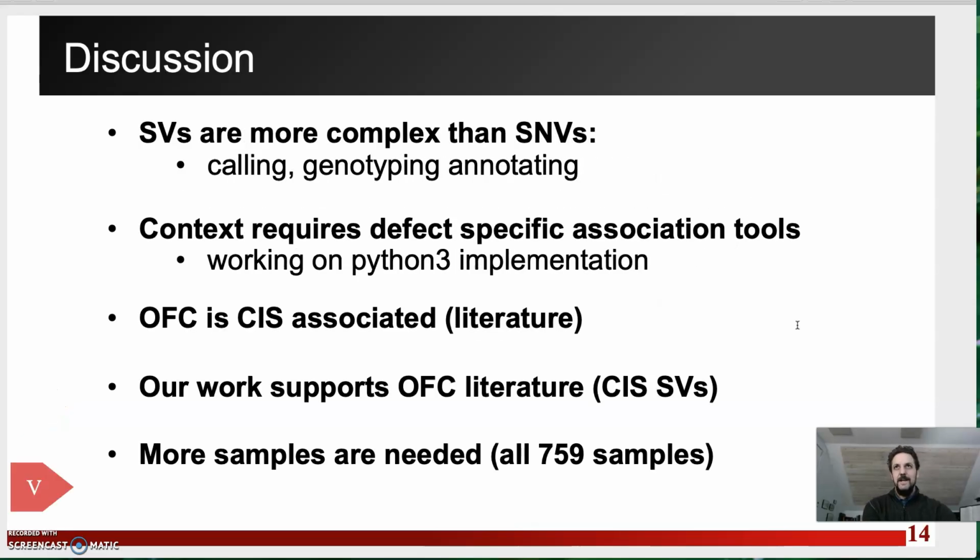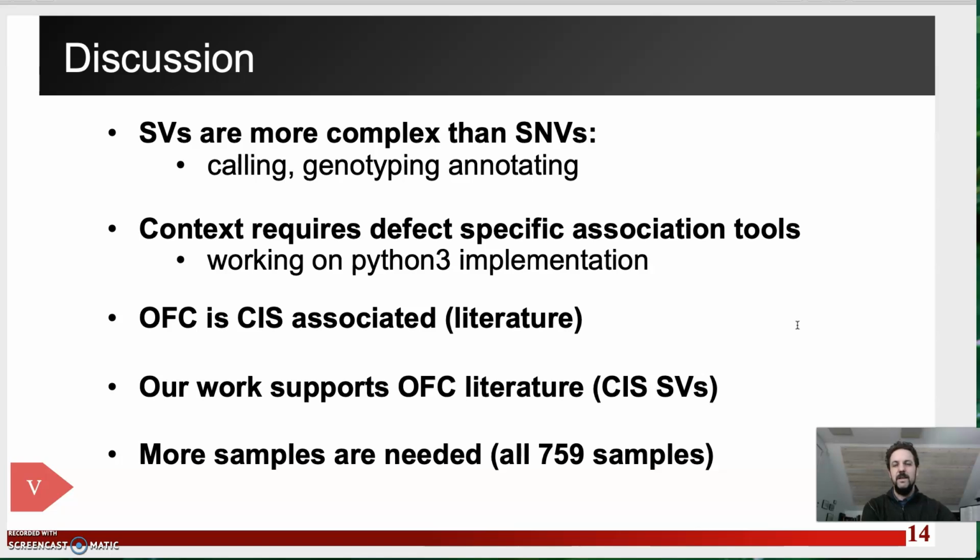So in summary, the SVs are more complex than SNVs in several ways. Calling them is more complex. Genotyping them is more difficult, and finally annotating or figuring out their function is more complex. The context requires defect-specific association tools. So what we're working on puts a lot of information together, and we're working on this as a Python 3 implementation.